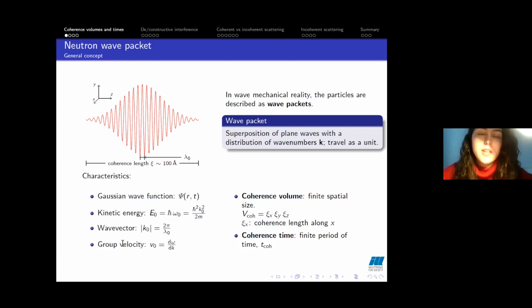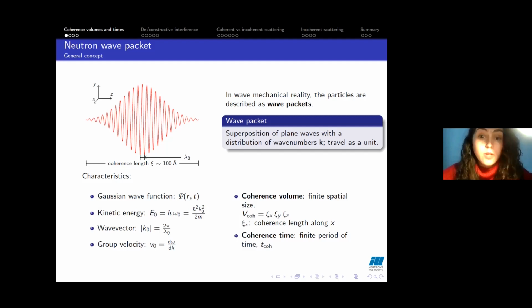The coherence volume is a definite spatial... Sorry, the thing of Zoom is blocking my slide. So the coherence volume is the finite spatial size of the wave packet, and because it's a three-dimensional parameter, it can also be defined as the product of three different coherence lengths. And also remember that the neutron is traveling along the Z direction, and the vertical is Y, and the horizontal one is X.